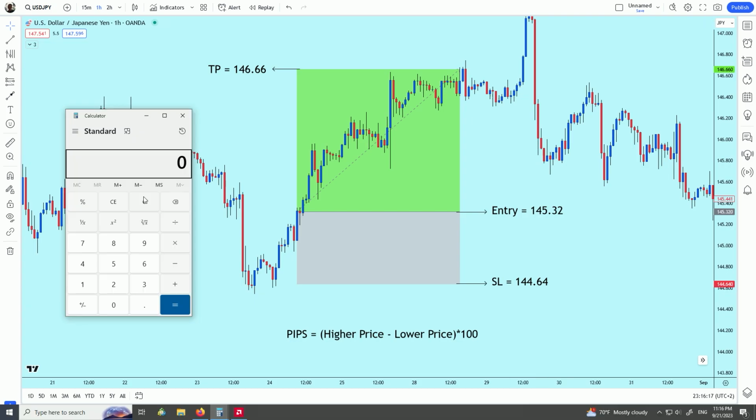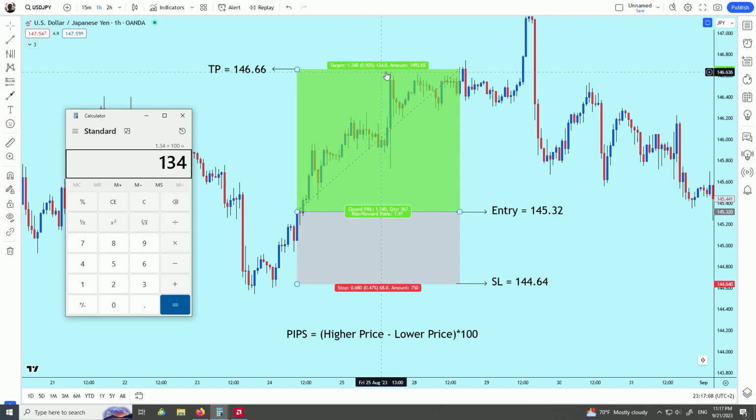Now let's calculate how big is our take profit level. So our take profit is 146.66 minus the entry level, which is a lower price than take profit, 145.32, and we get 1.34. And now we multiply this by 100 and we get 134 pips. As you can see, it is the same number that we can see here.